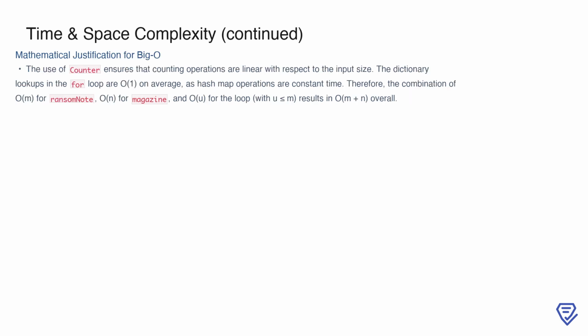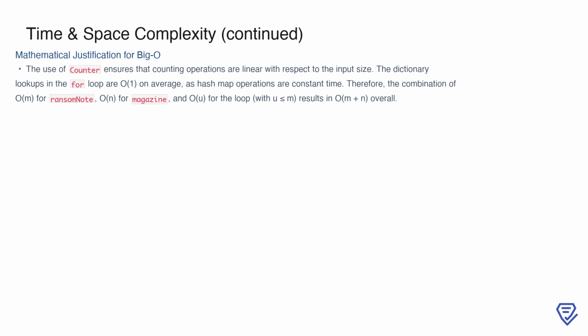To solidify our understanding of why this solution is O(m + n), let's look at the mathematical justification. The use of Counter ensures that the frequency counting operations are linear with respect to the size of the input. Specifically, iterating through the ransom note takes O(m) time, and iterating through the magazine takes O(n) time. During the for loop, we perform dictionary lookups for each unique character in the ransom note. These lookups are O(1) on average because hash map operations are constant time. The loop itself iterates over at most U unique characters, where U is less than or equal to m. This means the complexity of the loop is bounded by O(m).